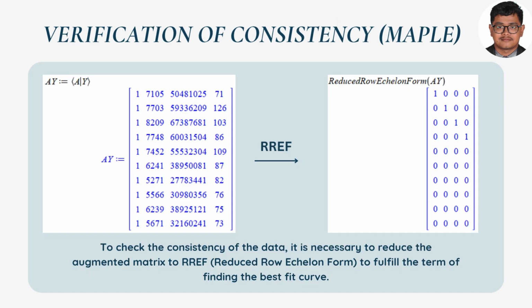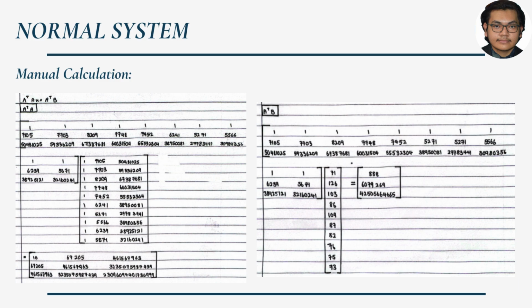So, as we can see here, I assign the augmented matrix to AY and then I do a reduced row echelon form command on AY so that it will be in RREF. If you look at row 4, there's a contradiction of 0 equals 1. So, it is proven that the system is inconsistent. After we verify our consistency, we can do the normal system.